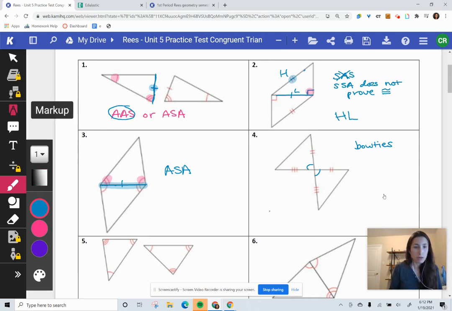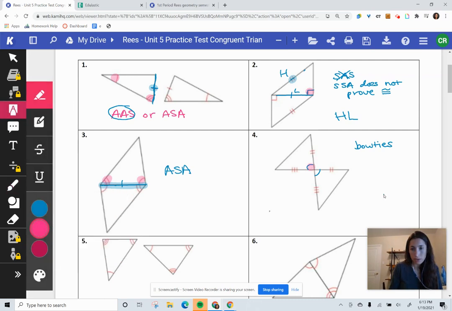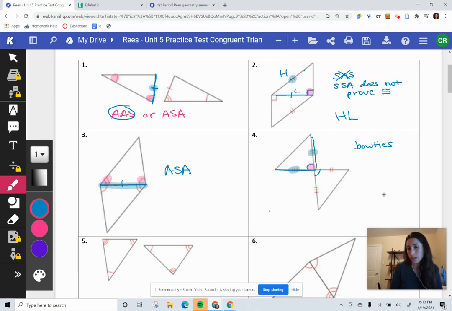So we've got here our angle that's congruent to this other angle, and then we've got our two sides that are marked here. If I were to trace those two sides, you're going to notice that that angle is in the middle of those two sides. So that would be side angle side congruency for number 4, side angle side. Angle is in the middle.